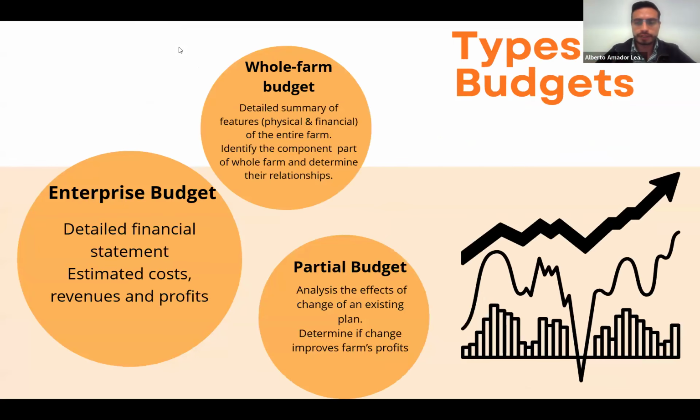There are three types of budgets: whole farm budget, partial budget, and enterprise budget. The whole farm budget basically describes all the characteristics of a farm or a whole operation, identifying the component parts and determining the relationships among the components.